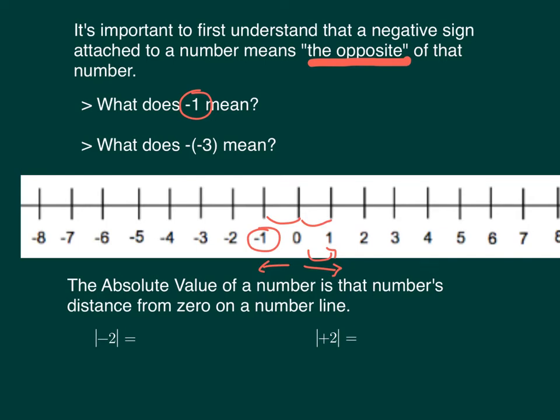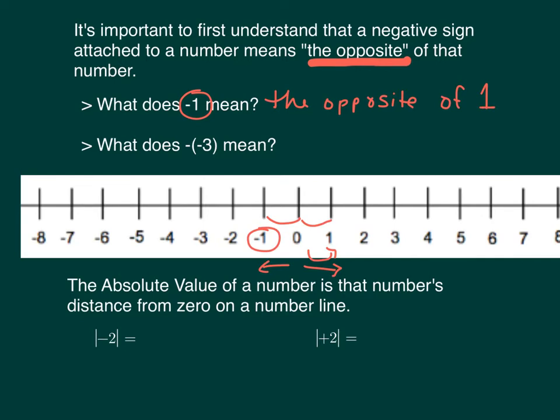So -1 means the opposite of 1. That is a 1. I know it doesn't quite look like a 1. Let's try that again, of 1. There we go. And then we have, what does -3 mean?